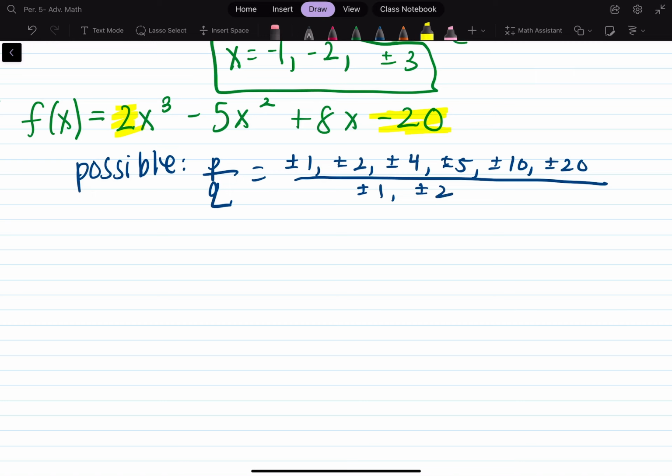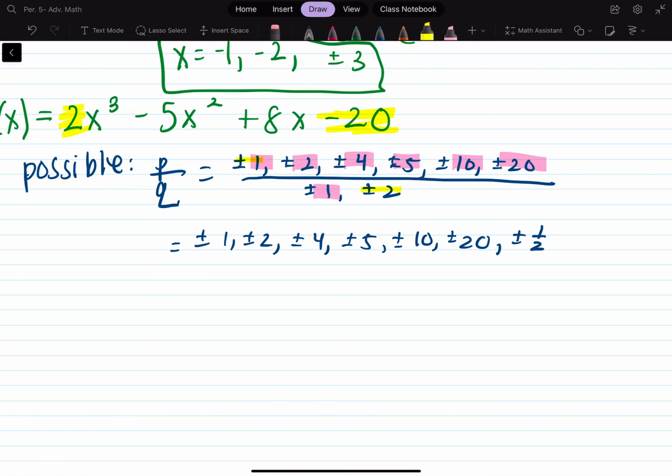So obviously, in this case, you're going to have the set of this over this, 2 over 1, 4 over 1, 5 over 1, 10 over 1, and 20 over 1, which are just all the same numbers. So you would have positive or negative 1, positive or negative 2, positive or negative 4, positive or negative 5, positive or negative 10, positive or negative 20. And then on the second set, you should notice that you have positive or negative 1 over positive or negative 2. So that creates another possible solution, which would be 1/2.